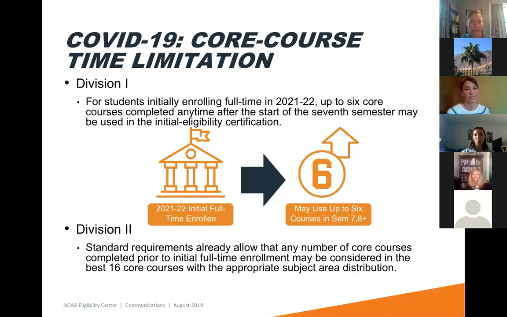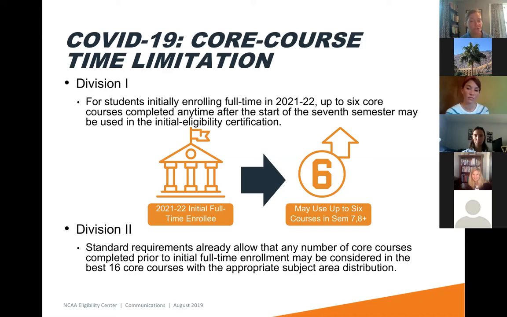For students enrolling full-time in 2021 or 22, they can complete up to 6 core courses anytime after the start of their 7th semester and use those toward their initial eligibility certification. What this essentially does is remove the need for them to complete those final 6 courses before they graduate. They already have to complete 10 before the start of their 7th semester for Division I, but if they need extended time because they've transitioned to a different learning environment that they're not used to, or they have different needs and need to extend their learning into the summer, this allows students to do that for Division I.